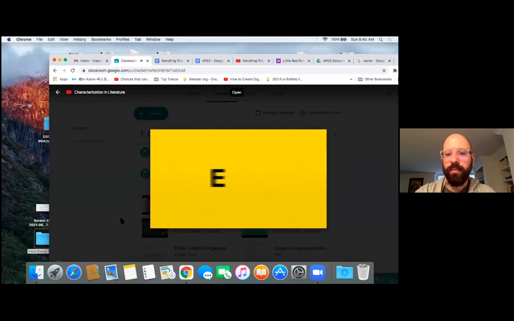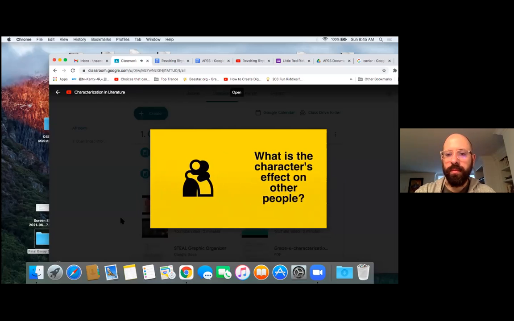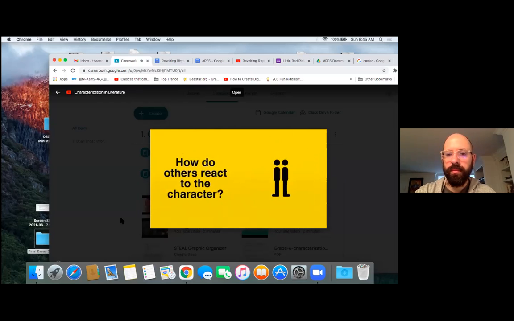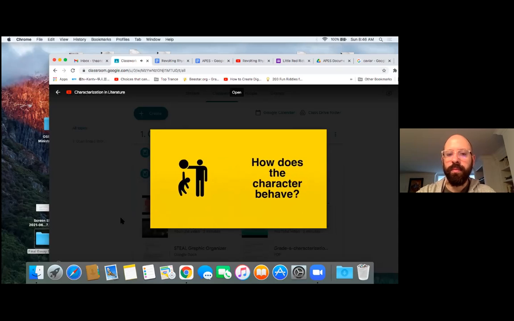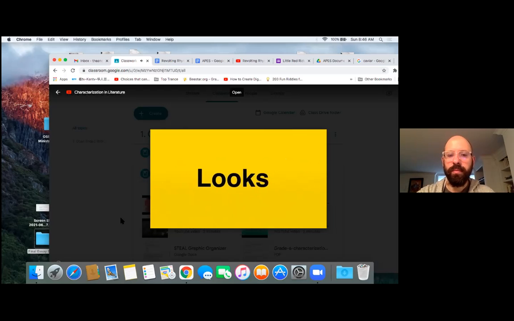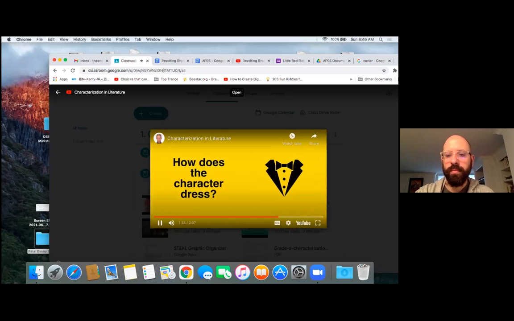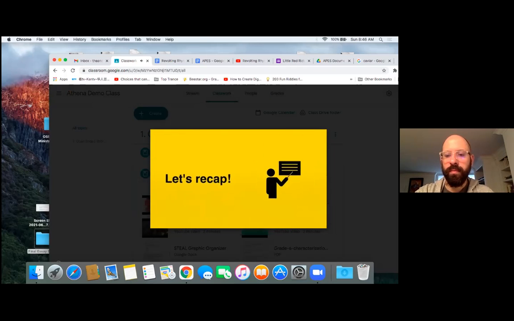E stands for effect on others. Think about the character's effect on other people. How do others feel or react in response to the character? A stands for actions. What does the character do? And how does the character behave? L stands for looks. What does the character look like? And how does the character dress?